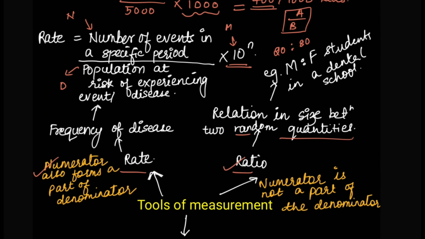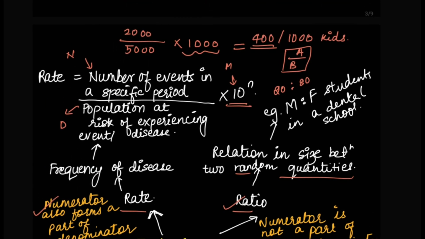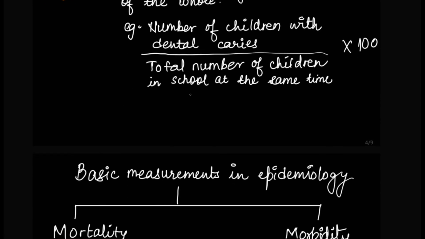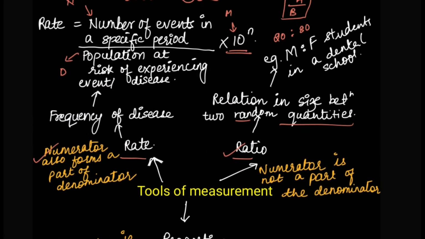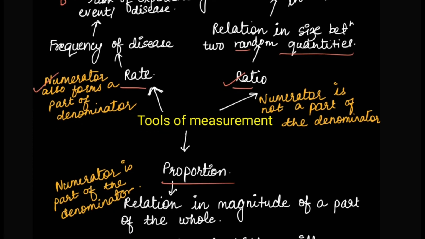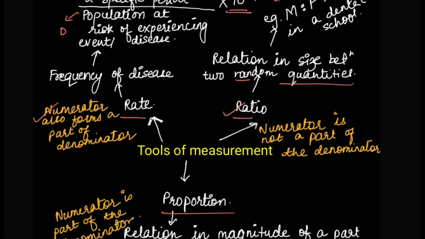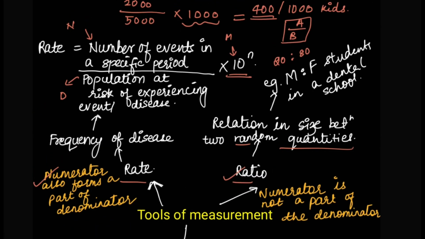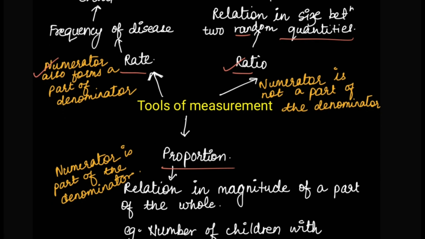So if the same example was taken and a proportion was found out, so for example it is 2,000 divided by 5,000 into 100. So that will be like 0.4 into 100. That is 40% of the kids in this school have caries, the proportion, that is a percentage of them having caries, is 40%, or 400 in 1,000 kids. That is also 40%. So that is rate and ratio and proportion.